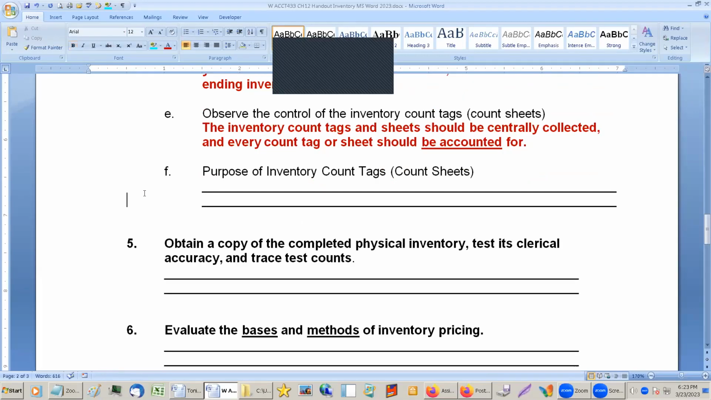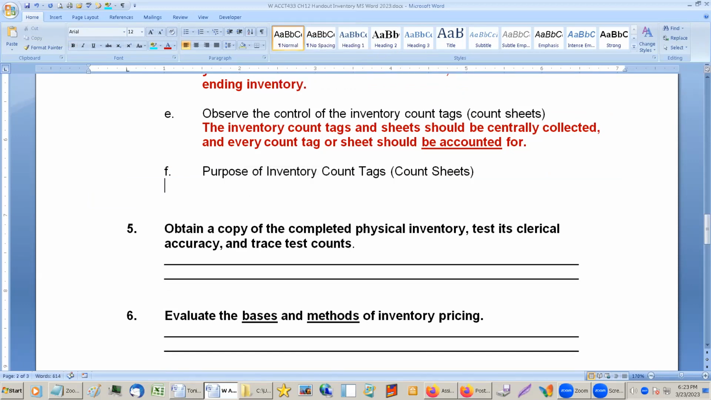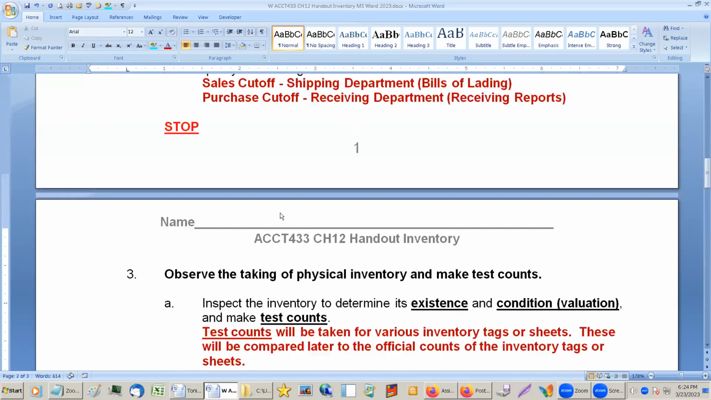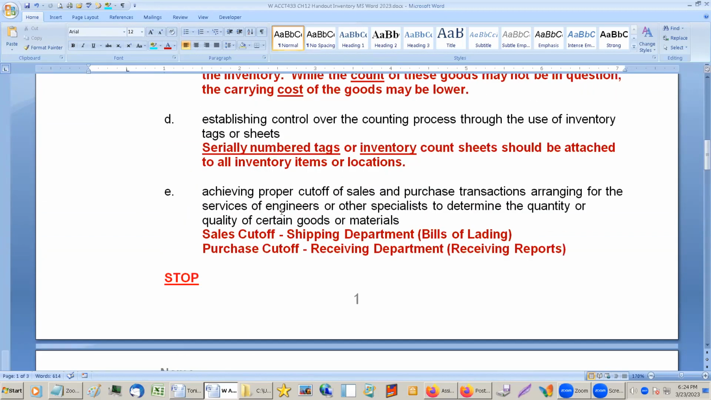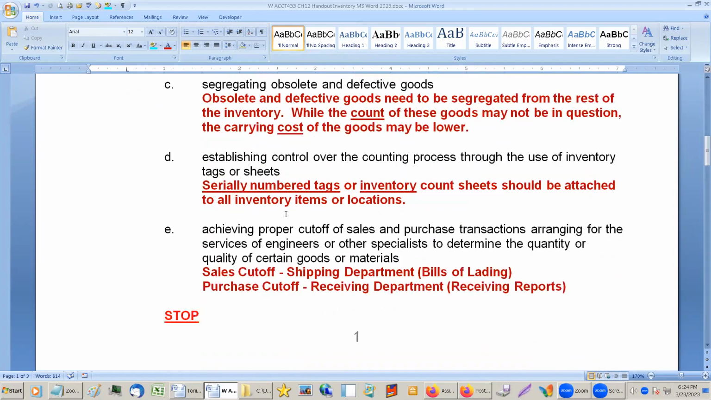Okay, and I think I talked about this. Maybe I didn't. Purpose of the inventory tag. Did I talk about this? Can't remember. I did not.